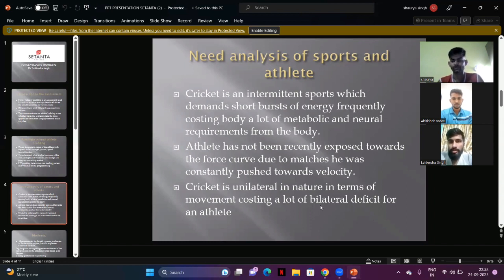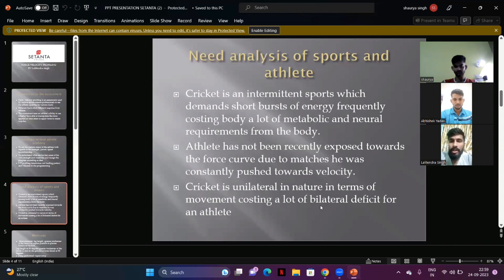All this has caused him to move towards the velocity side of the continuum rather than the force curve. So he lacked the force exposure during the sports, but he got a lot of velocity work during the sports. So that's why he was good on the velocity side, but he lacked the force because of the lack of exposure. And the last thing is cricket is unilateral in nature in terms of movement, causing a lot of bilateral deficit in an athlete.